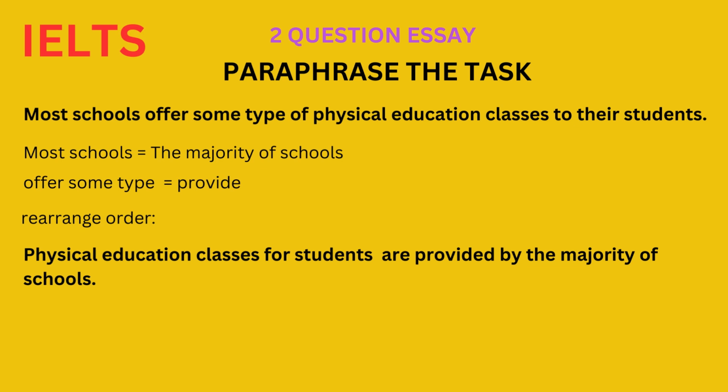Physical education classes for students are provided by the majority of schools. Absolutely perfect, and it was very easily done. That's exactly the way you want to be paraphrasing things and not making it too complex. A little bit of changing things, using synonyms if necessary, but as you see, maybe a lot of times you don't even need to do that. Just change the order around a little bit and change the wording a bit, and you're there, home and dry. So that's the paraphrasing task taken care of very, very quickly.